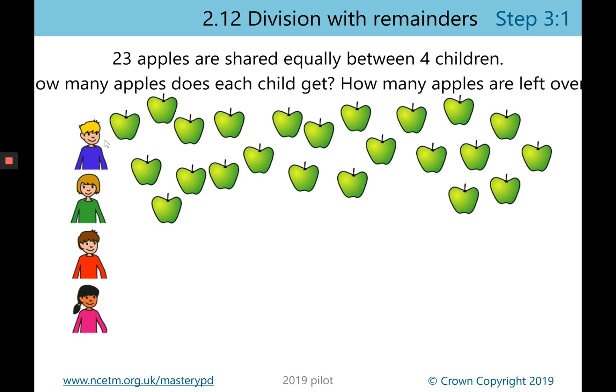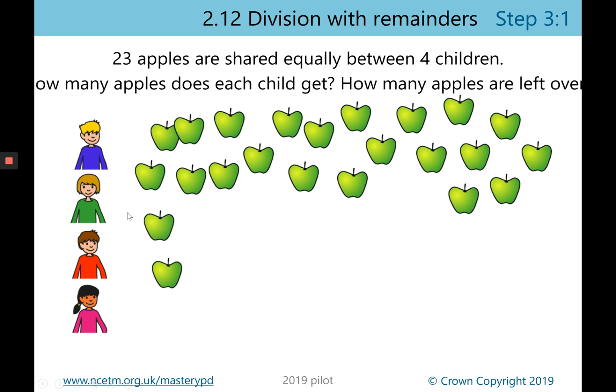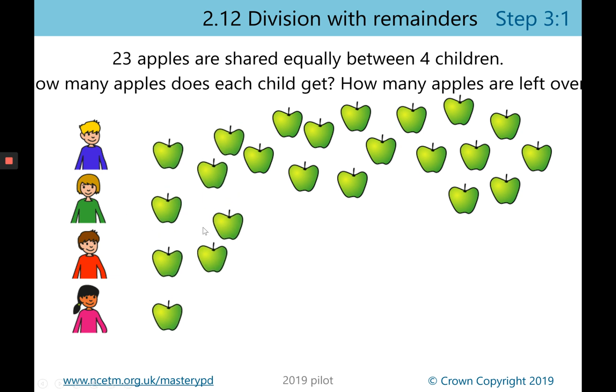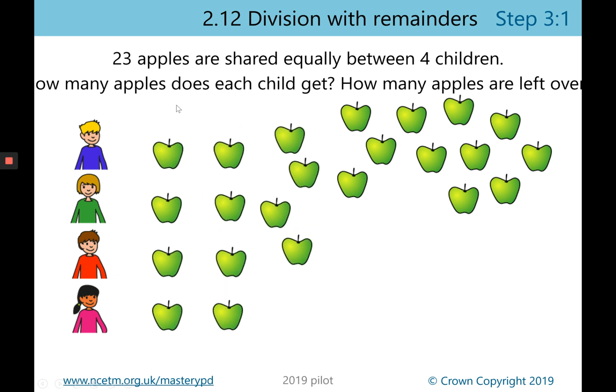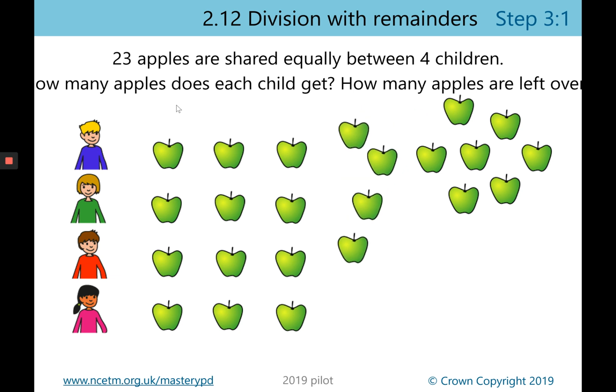23 apples are shared equally between 4 children. How many apples does each child get? How many apples are left over? And let's have a look. So we're dividing these apples up. Each child is getting the same number.